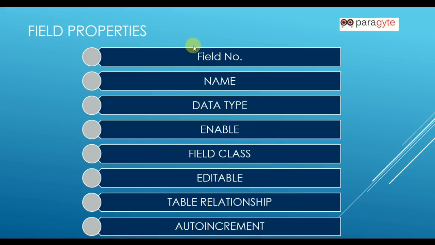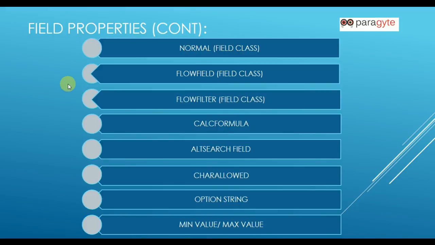Field properties: a field first of all has a field number and name, it has a data type, and the properties of the field are enabled, field class, editable, field relationship, auto increment. We'll also see properties like flow field, flow filter, calc formula, alt search, character allowed, option string.